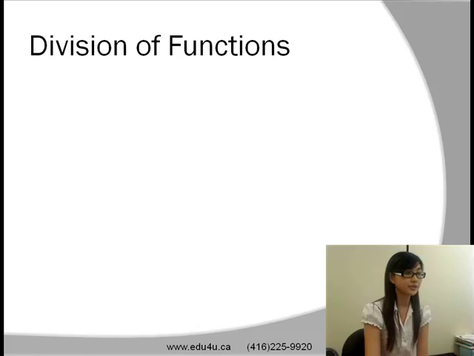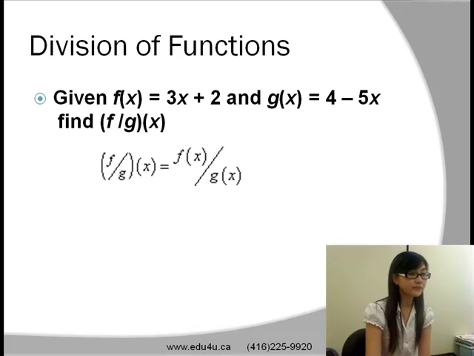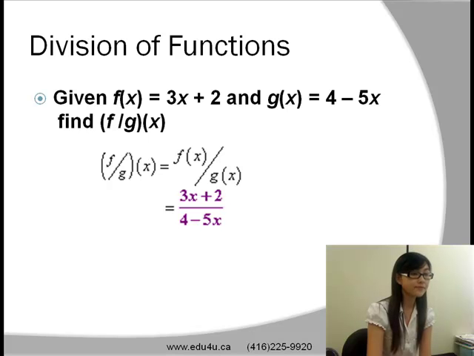Last, we have division of functions. Given f of x equals 3x plus 2 and g of x equals 4 minus 5x, find f divided by g of x. f divided by g of x is the same thing as f of x divided by g of x. And the final answer would be 3x plus 2 divided by 4 minus 5x.